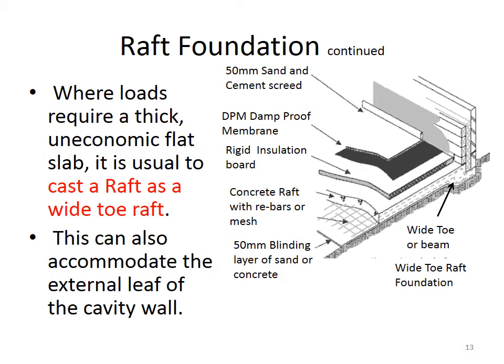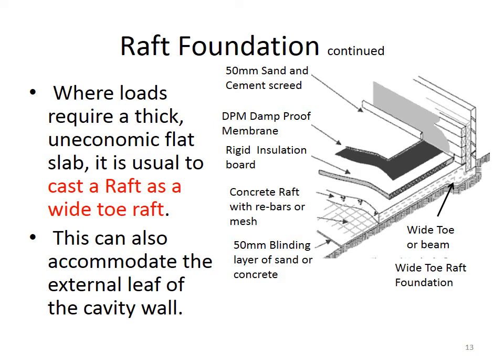Underneath the sand and cement screed, we have a DPM, or a damp-proof membrane, which is Visqueen to keep the dampness out. Underneath that, in this example, we have some rigid insulation board to keep heat in the building. Then underneath that we have our concrete raft with rebars or mesh. Sometimes road mesh is used inside the raft foundation itself.